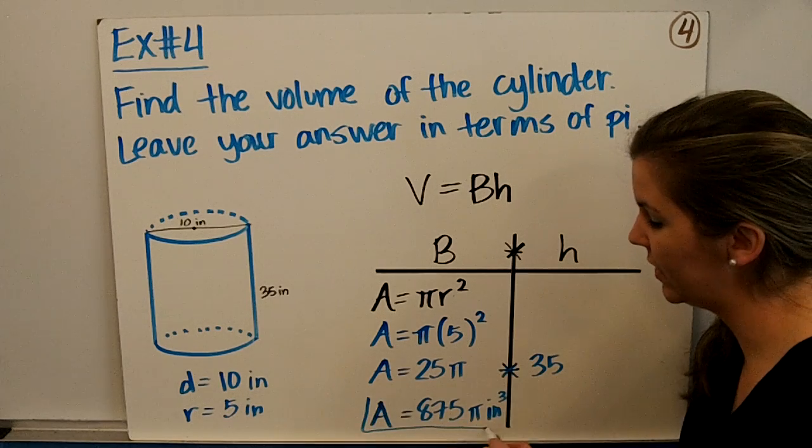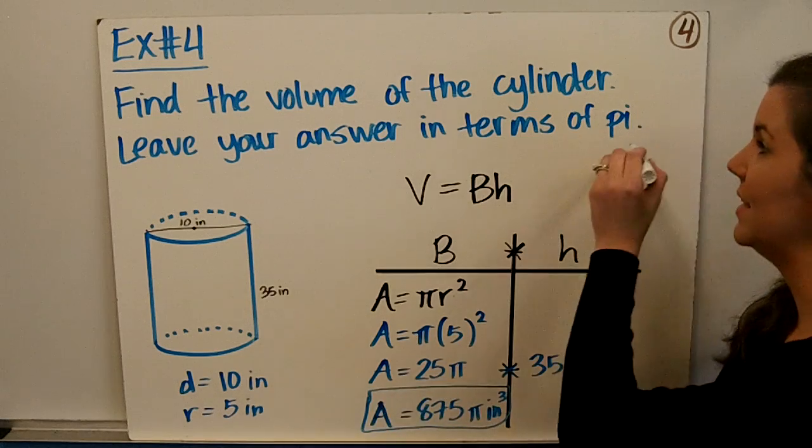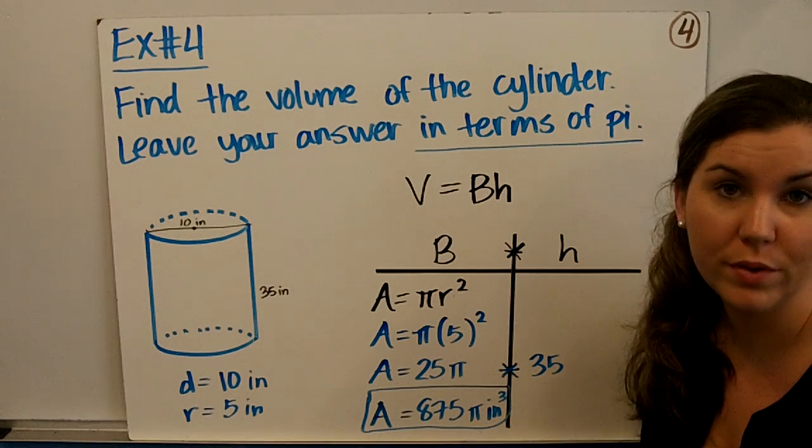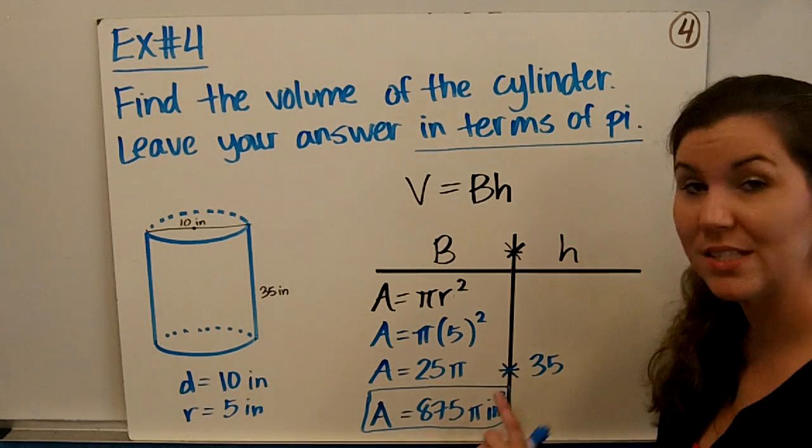So this would be your final answer, because it says leave your answer in terms of pi. That means don't multiply by 3.14. Don't multiply by pi, just write the symbol.